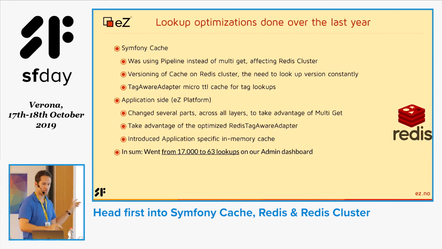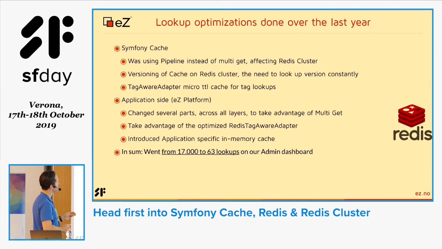Actually, some of the numbers you saw on the previous slide account for the fact that there were some flaws in Symfony Cache. So if you used Redis Cluster, it would try to do a singular get in a pipeline instead of doing an mget. So basically, if I was asking for 10 keys on Redis Cluster, we'd have to do 10 lookups. Just changing that to multi-get suddenly got us back down to one.